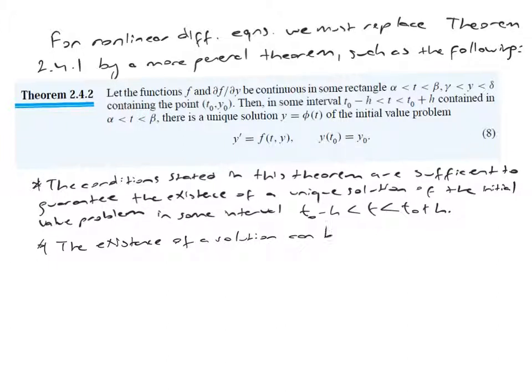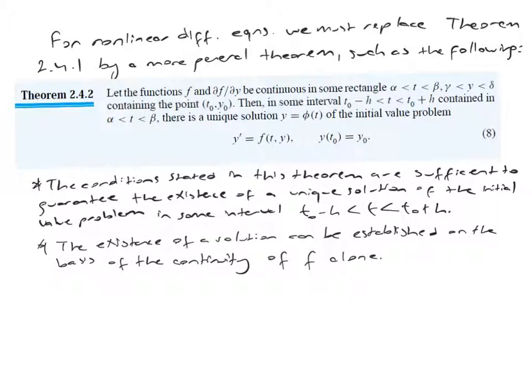can be established on the basis of the continuity of f alone. It means if f is a continuous function, then definitely the solution exists, but we cannot guarantee whether it is a unique solution or not. And let's solve some examples.